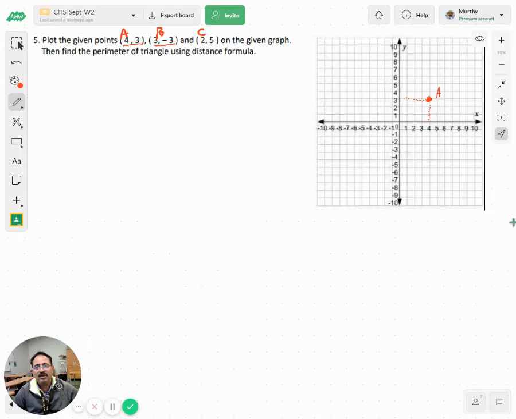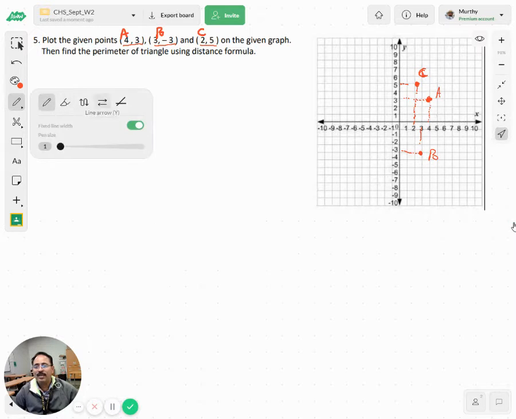Point B is (3, -3). 3 is here and it is 3 and -3. So these two are meeting at this point. Let me label it as B, and C is (2, 5). So on my x-axis 2 and y-axis 5. So this is going to be point C.